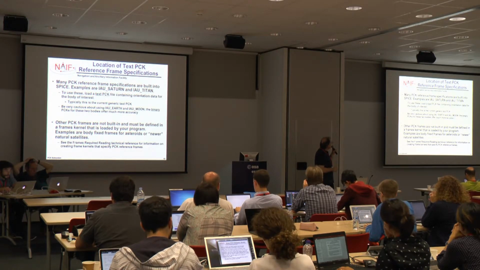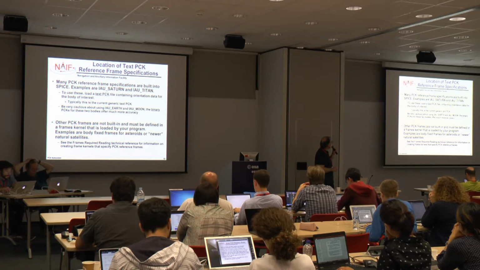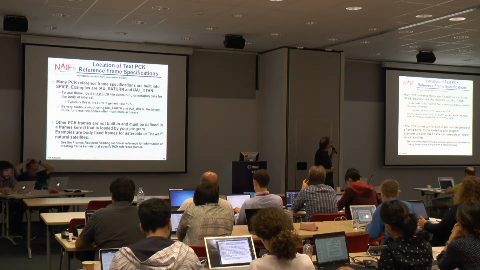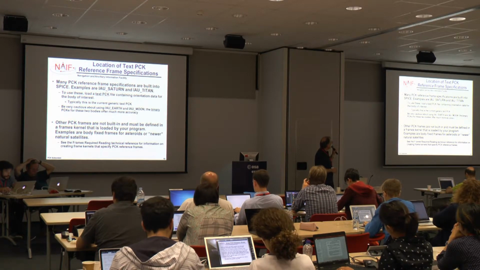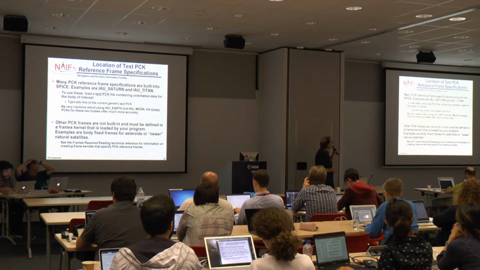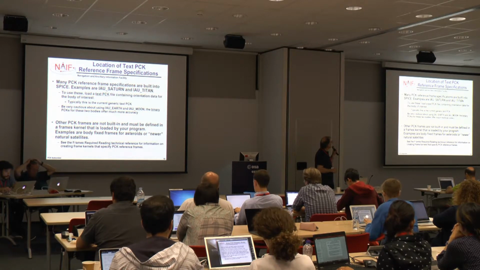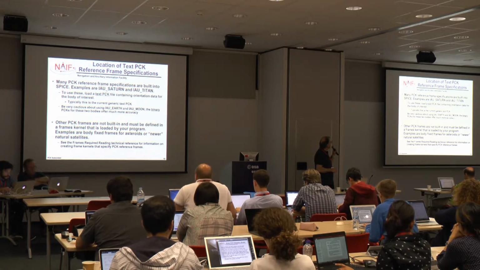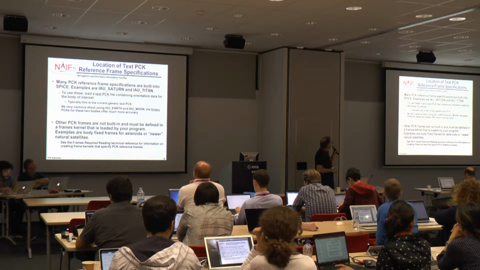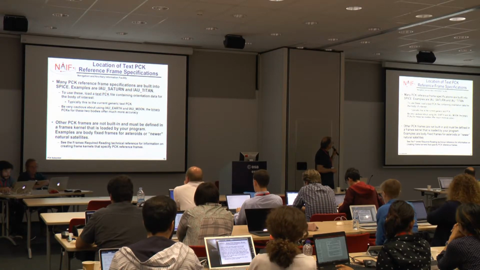PCK reference frame specifications are built into SPICE, or I should say many are built into SPICE. Examples are IAU_SATURN and IAU_TITAN. To use these, load a text PCK file containing orientation data for the body of interest. Typically, this is just the current generic text PCK. Again, be cautious about using IAU_EARTH and IAU_MOON.